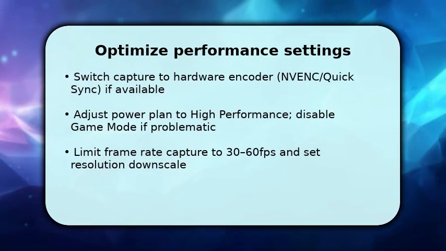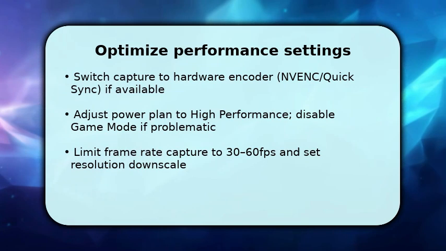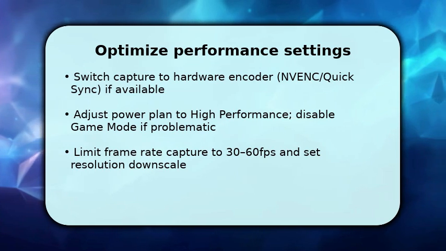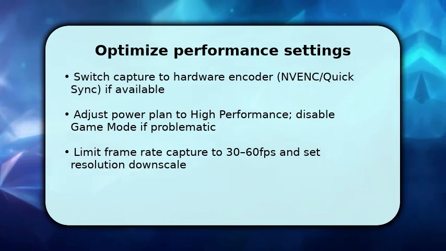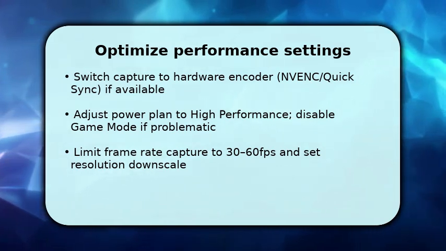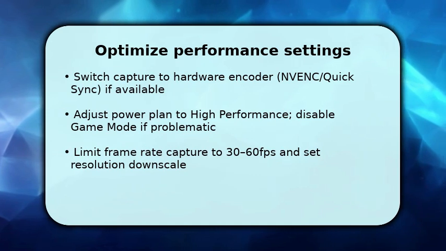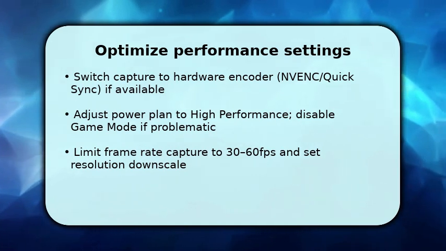Now focus on encoding and power. In Xbox Game Bar capture options, choose a hardware encoder like NVENC or QuickSync so your GPU handles encoding faster and with fewer stalls. Next, set Windows Power Plan to High Performance and test with Game Mode on versus off. Sometimes Game Mode competes for resources.